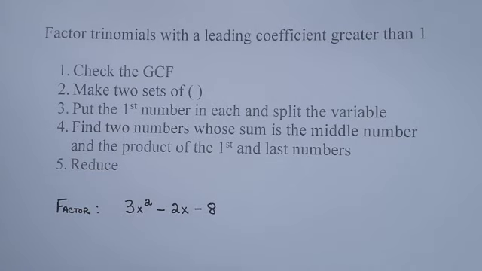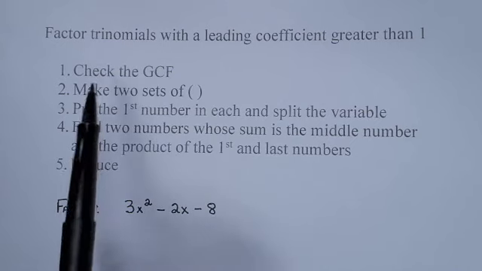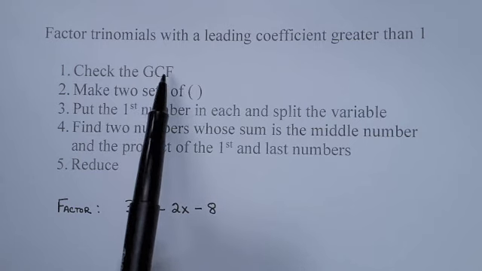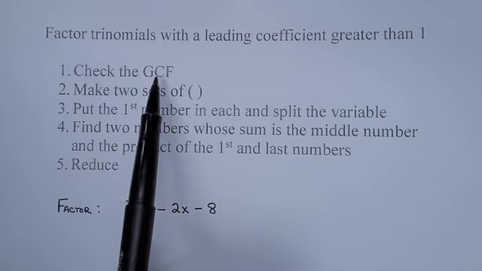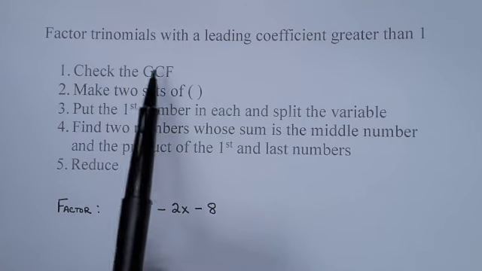In this video, we're going to go over factoring trinomials that have a coefficient that is greater than 1. Here are the rules for factoring trinomials with a coefficient greater than 1. Always check the greatest common factor. Regardless of what you're factoring, always check the greatest common factor first. Sometimes it has a greatest common factor and sometimes it doesn't.